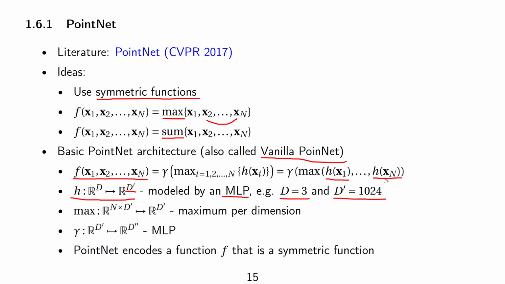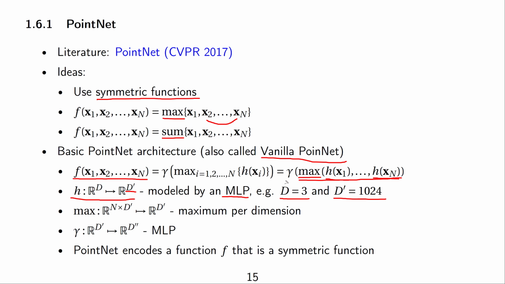Now the symmetric function comes into play, and a maximum is computed dimension-wise for all the 1024 dimensional features. So the output of all of this is going to be a single 1024 dimensional feature. The max basically transforms n, the number of points, times 1024 scalar values into a single vector that consists of 1024 scalar values.